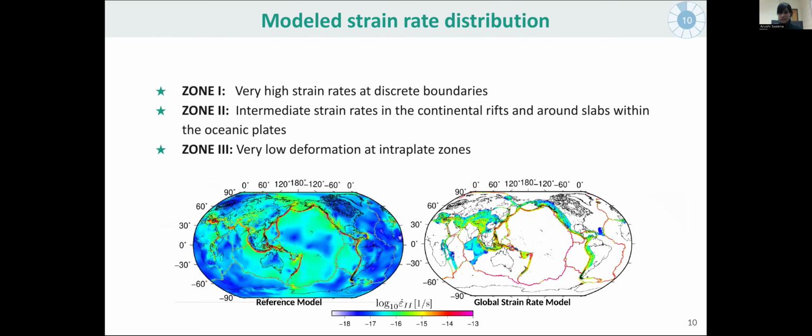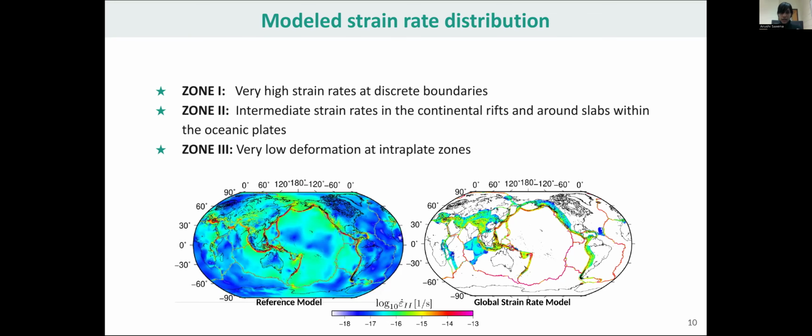We also look at the strain rates from our models and compare that with the global strain rate model. And we identify 3 zones. So the first region is the discrete, very high shearing zones where the plate boundaries are. These are the regions here represented by magenta and the red colors. On the left is our modeled strain rates, and on the right are the observed strain rates. So the red and the magenta regions are the regions that are deforming a lot and have very high strain rates, and these are the regions at discrete plate boundaries in our model.